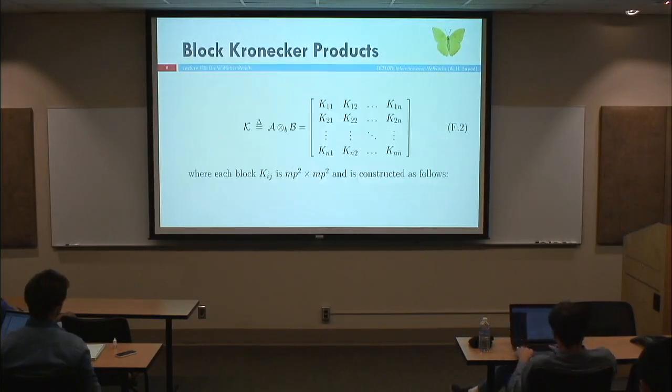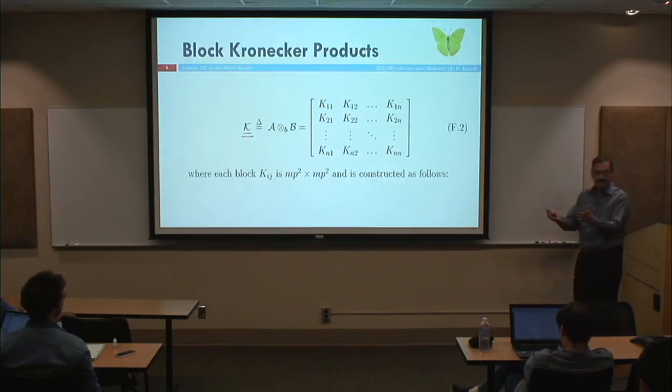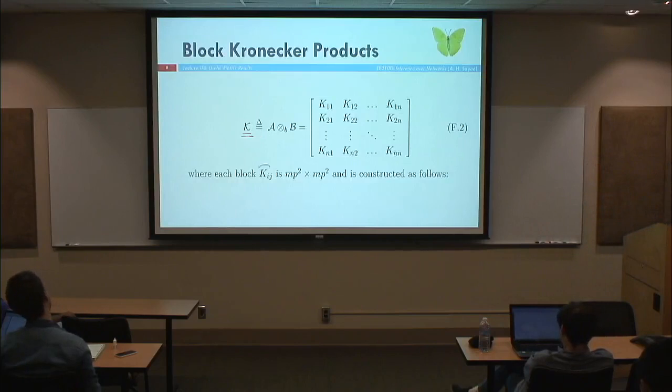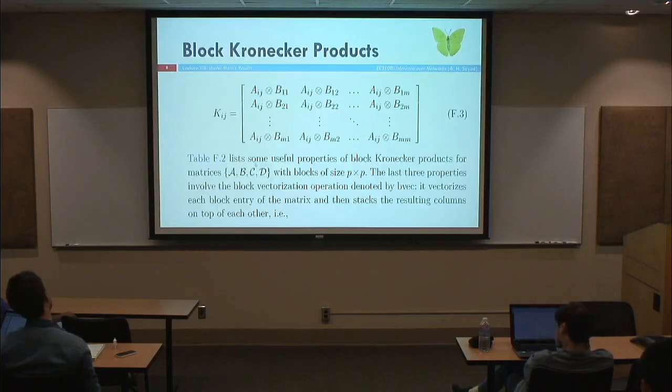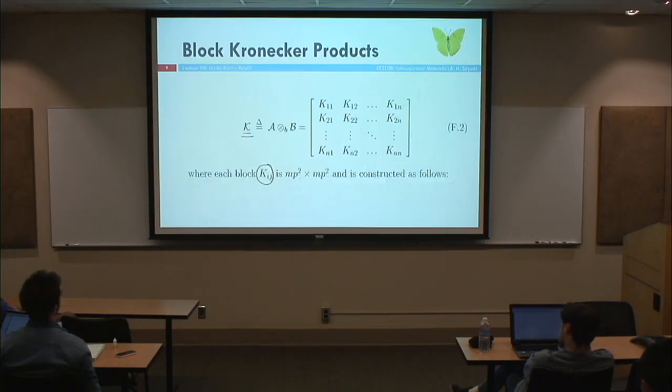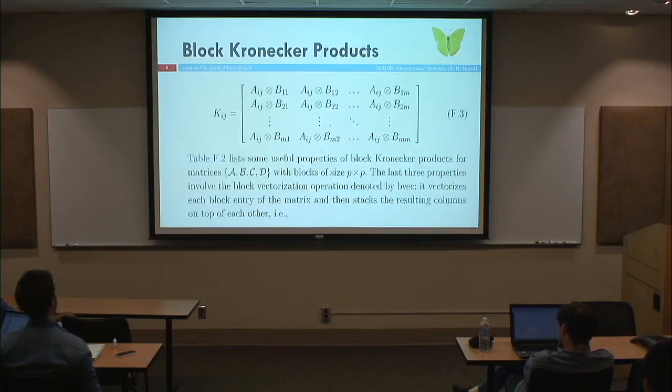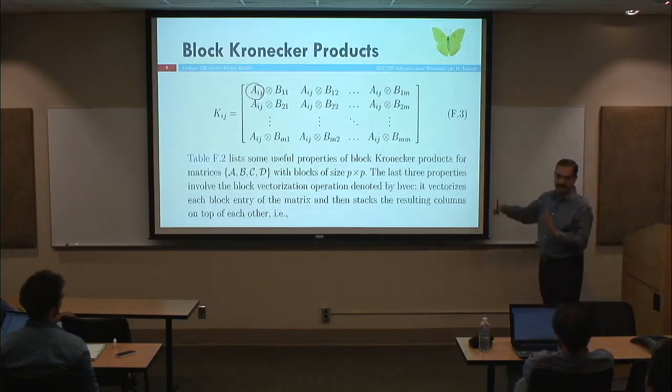How do you define it? This is how you define it. The block Kronecker product will be a matrix with blocks, a block matrix. And each one of these blocks is defined in terms of the traditional Kronecker product. So for example, pick the ij block here. You will take the ij block of A and compute its Kronecker product with every block in B.